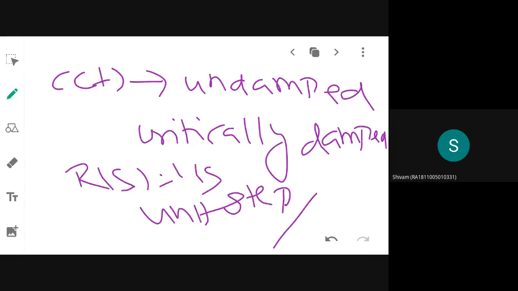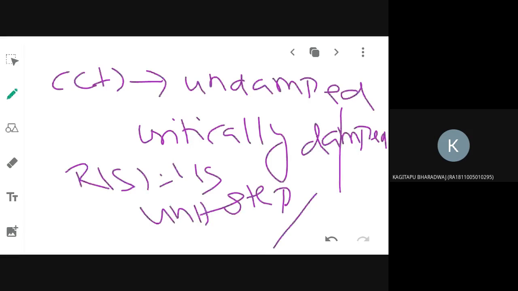And 2 more cases are pending. So what are the other 2 cases that you are having? One is underdamped and the last case is what? Overdamped. Undamped, critically damped, overdamped. Okay, overdamped, ma'am.